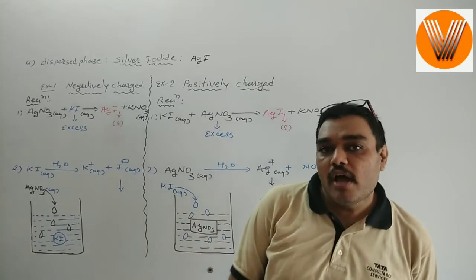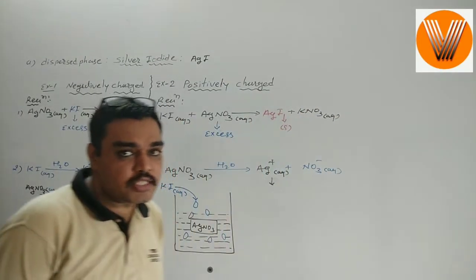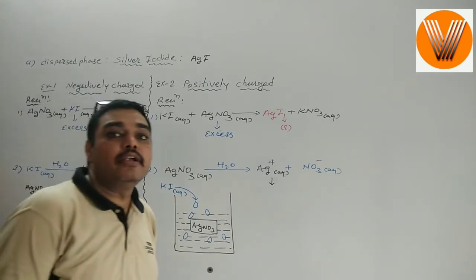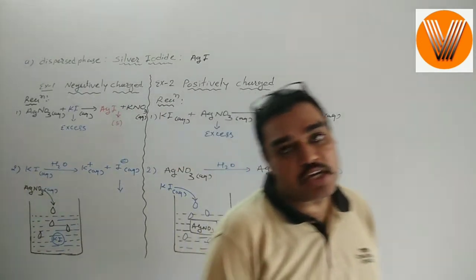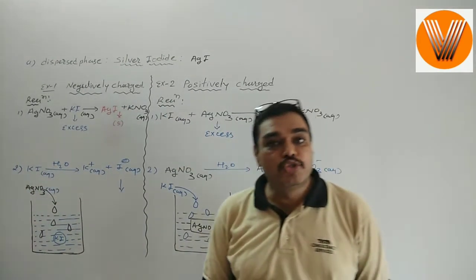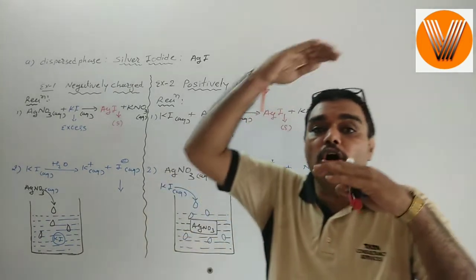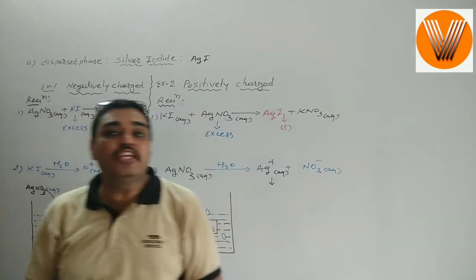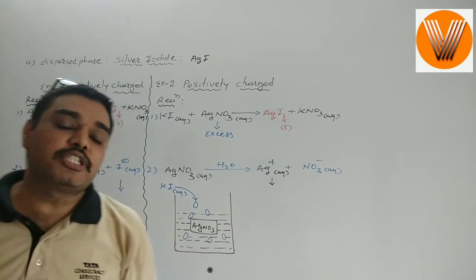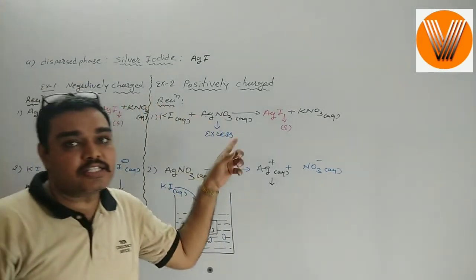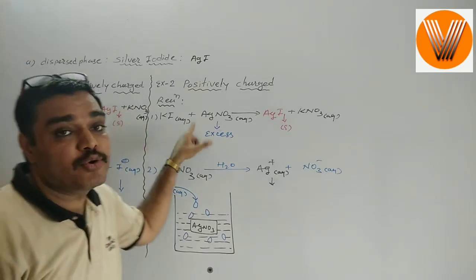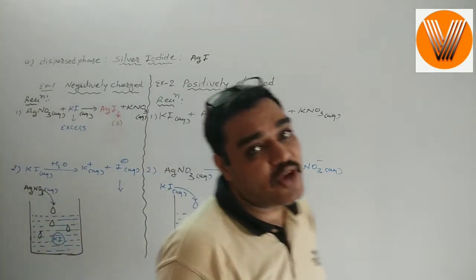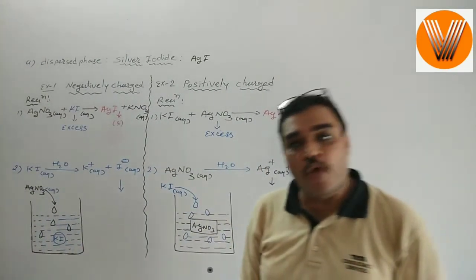Dear student, how is the dispersed phase formed, and how are positive or negative charge ions adsorbed on the dispersed phase so that it becomes a positively or negatively charged dispersed particle? So let's go with the illustration so that you understand how a positively or negatively charged sol is formed.